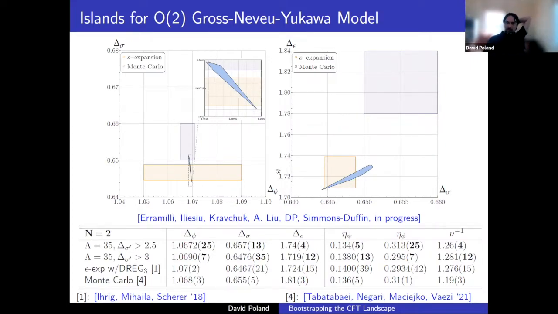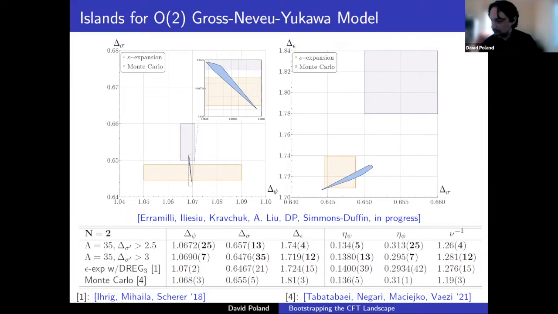Here there was a recent Monte Carlo study by Tabe, Nagari, Masiejko, and Vezi for the O2 GNY model, and you can see that there's pretty good agreement, very nice agreement there, though it's a bit off in delta epsilon. So that's something to pay attention to.